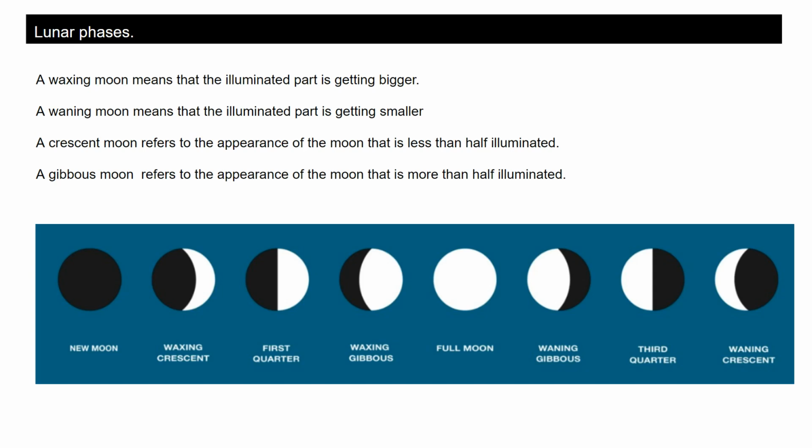In a gibbous moon, more than half of the moon is illuminated. So we have those two important words. Crescent moon means less than half of the moon is illuminated, and a gibbous moon means that more than half of the moon is illuminated.